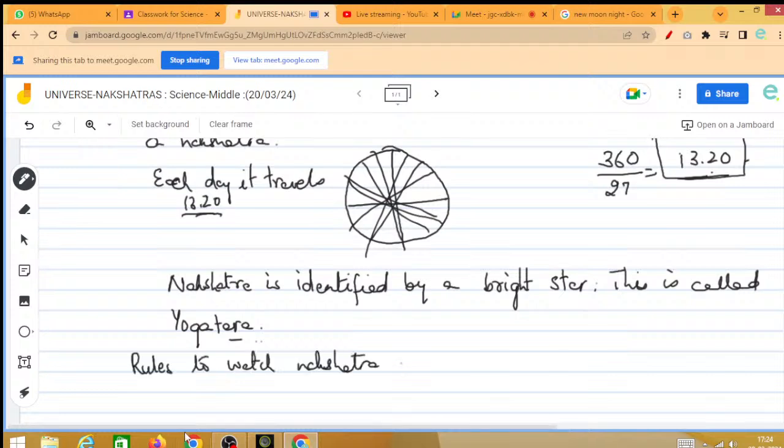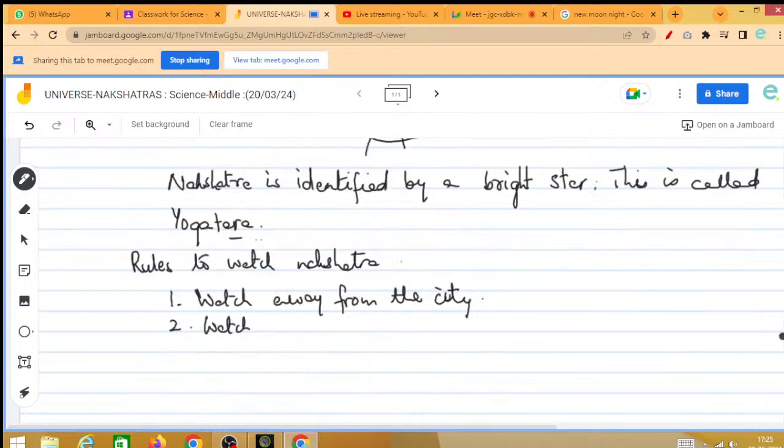First thing they said, you should watch away from the city. The place chosen for sky watch should be as far away from the city as possible. The night chosen for sky watch should be a new moon night. We should use binoculars or telescopes for sky watching. Then we can take the Polaris star or pole star as reference. Sky watch should always begin from the west stars.